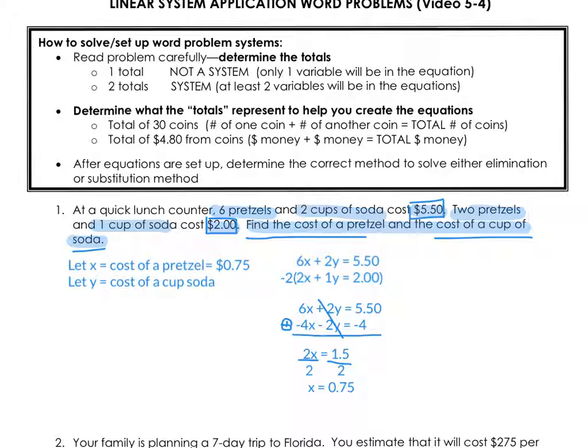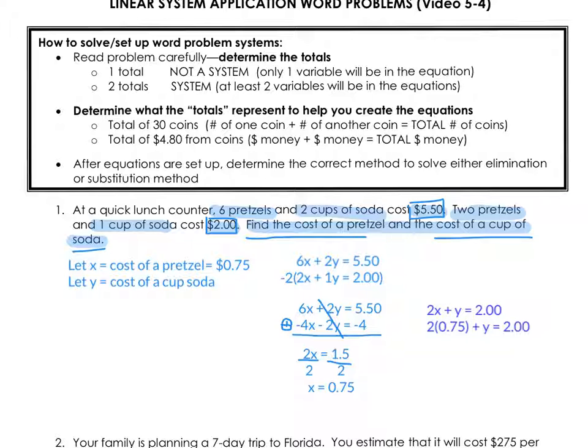Okay, but now I'm only partway there. That only solved for x. They said that I needed to find the cost of a pretzel and the cost of a cup of soda. So now I need to pick one of my equations. I'm going to use the 2x plus 1y equals 2 from my original 2 that I had, because that one's easier. The y is already by itself. I've got a smaller number in front of x, so I'm going to choose that one. So I just rewrote my equation. Now I'm going to sub in my x value, which I just solved for. So 2 times 0.75 plus y is going to equal 2.